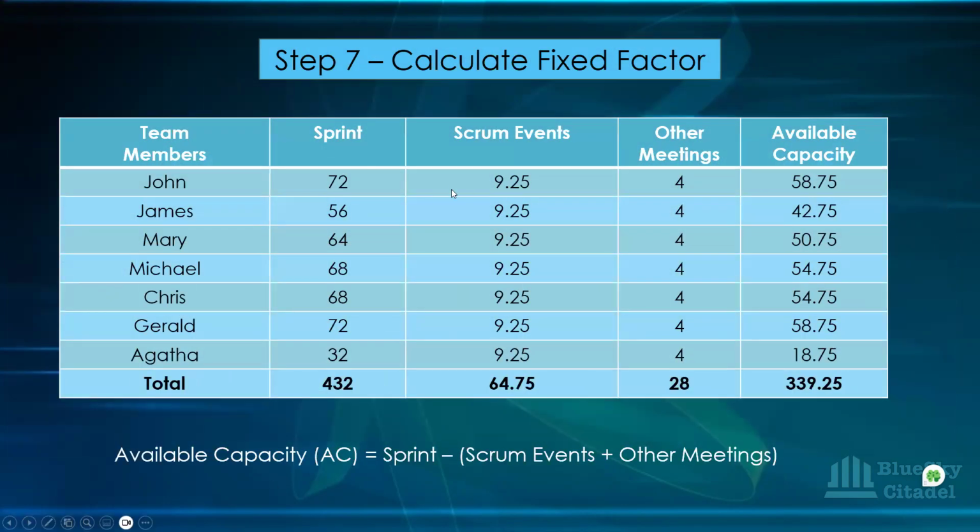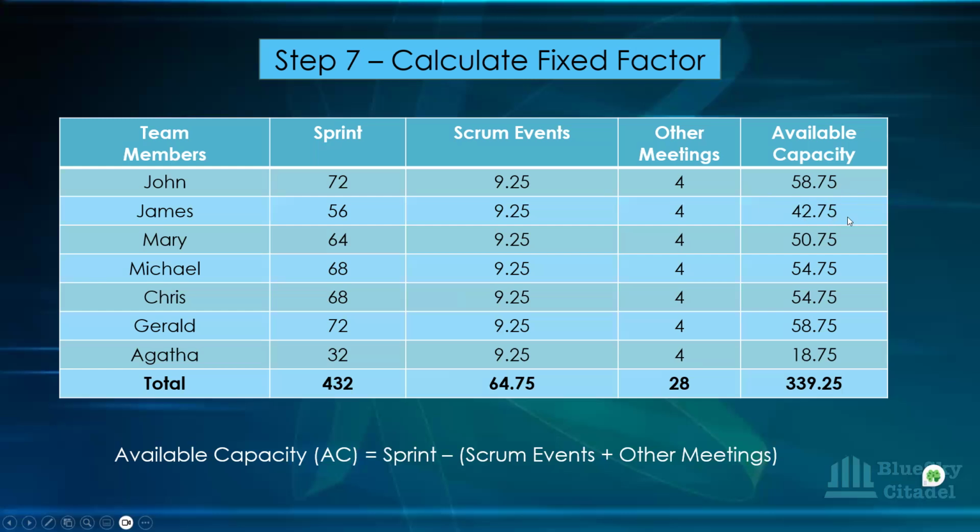Okay, so we now want to calculate our fixed factor, not the focus factor, but the fixed factor. So what is our available capacity if we need to deduct the Scrum event time and also the other meeting times? Remember the Scrum event time, all the hours when we calculated it, was 9.25. And then for other meetings, you're looking at 4. So this is the sprint hour for everybody. Now, remember, because of the different holidays they've taken off and the bank holidays, this is the hours that you're looking for each person. So by the time you remove this 9.25 and 4, John's available capacity would be 58.75 hours.